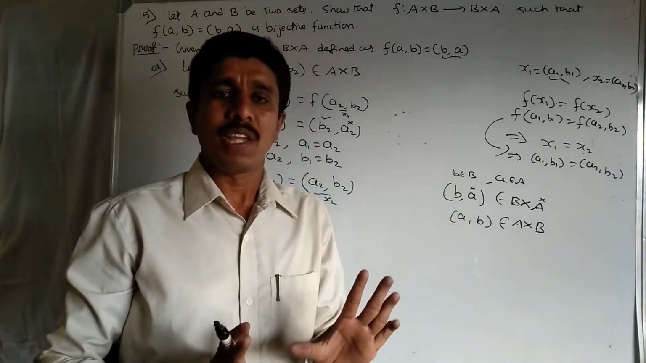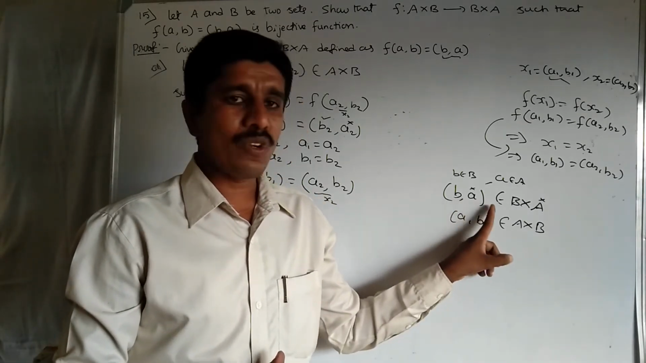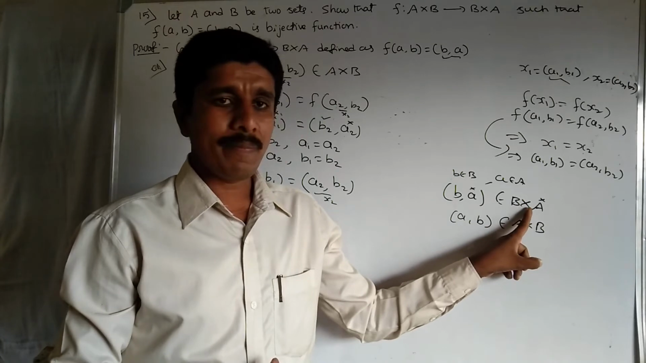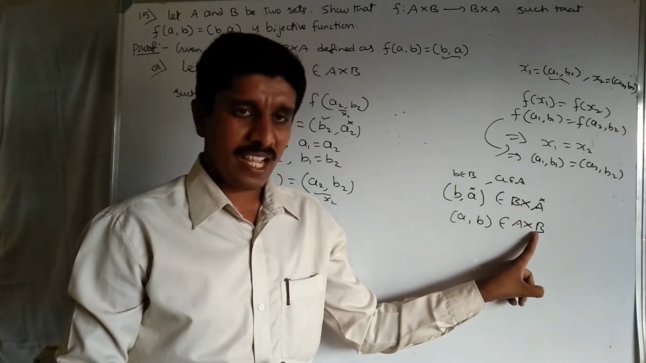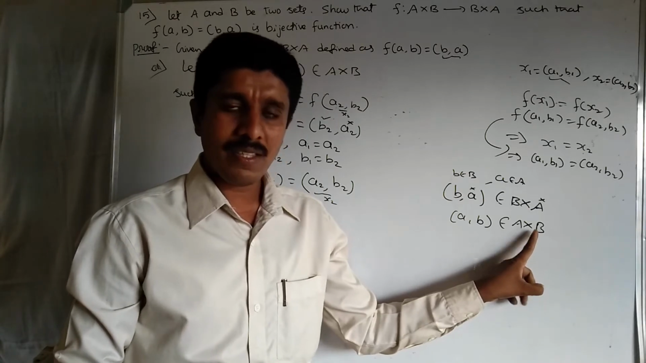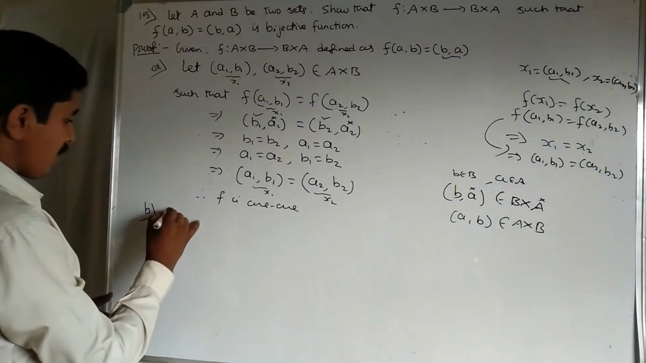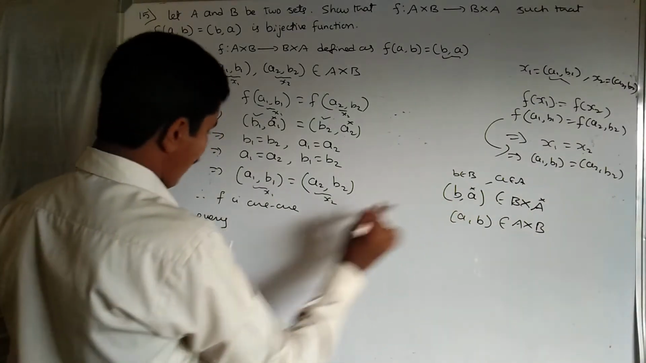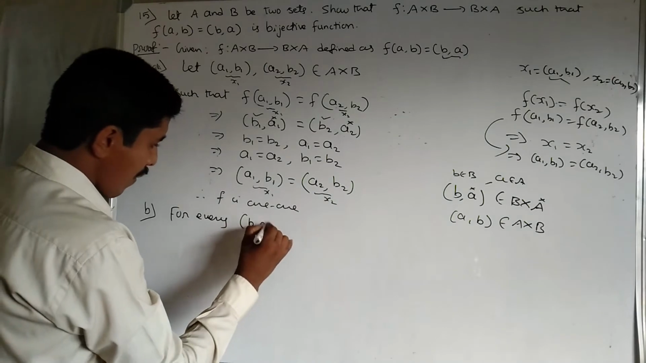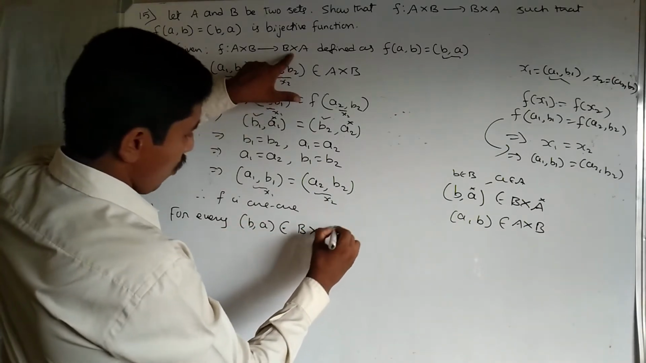That's it, simple. Finally, you shall write a statement like this: take an element in the codomain, codomain meaning B cross A. Clearly, its pre-image exists in the domain A cross B. Therefore, it is onto. Statement: for every (B, A) belonging to the codomain B cross A.